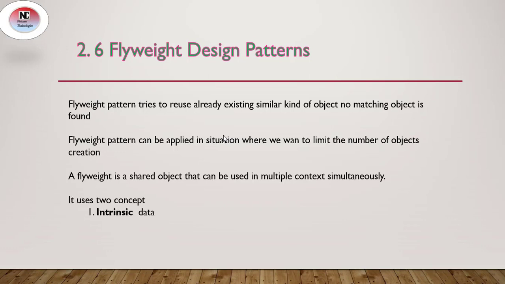It has two concepts, intrinsic data and extrinsic data. Intrinsic data is held in the properties of the shared flyweight object. This information is stateless and generally remains unchanged. If any changes occur, they would be reflected among all the objects that refer to the flyweight. Extrinsic data is computed on the fly, meaning at runtime, and it is held outside of the flyweight object, hence it can be stateful. The flyweight pattern can also be applied in situations where you want to limit the number of object creations.